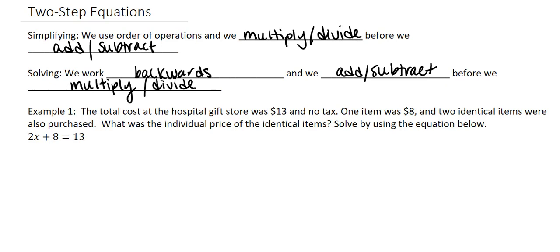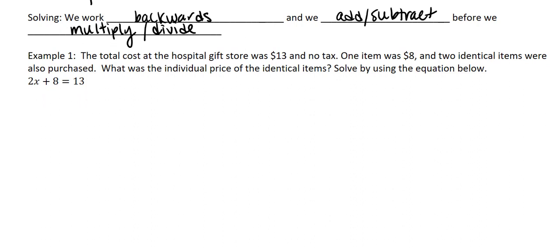So let's look at the first example. The total cost of the hospital gift store was $13 and there's no tax. One item was $8 and two identical items were also purchased. What was the individual price of the identical items? We're going to solve by using the equation below. So 2 times some amount x plus 8 is equal to 13.